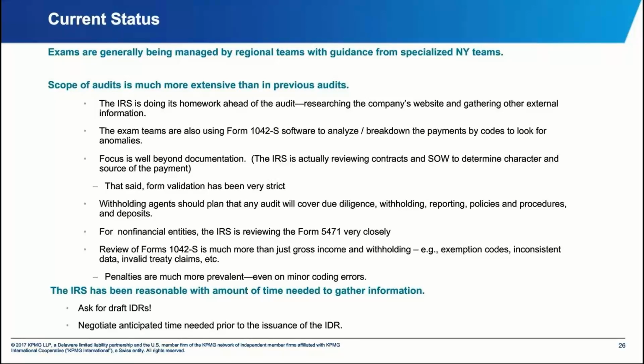The other thing we're seeing on exam is reporting penalties. Historically, if the withholding agent got the income and the tax correct on the Form 1042-S, but the codes weren't correct, we never saw them impose penalties. And now we are definitely seeing penalties imposed for very minor errors, in my perspective, on the Forms 1042-S. So that's another thing that you should check as you're going through to see what you've done in the past, because it's something you can correct.